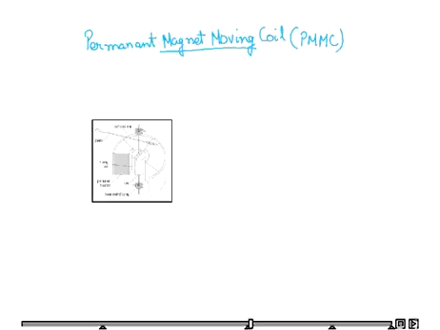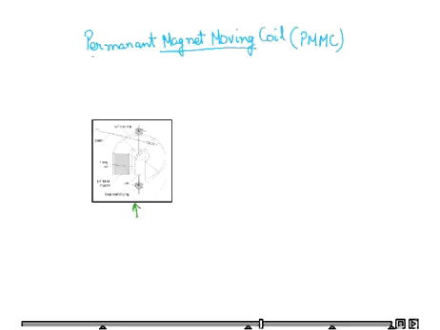Let's see what is Permanent Magnet Moving Coil. It is a type of moving coil instrument. So moving coil instrument का ये एक type है PMMC. Now this is the construction of PMMC.